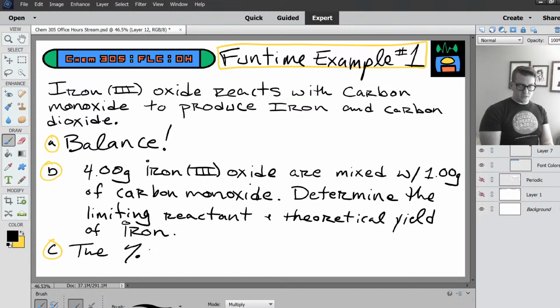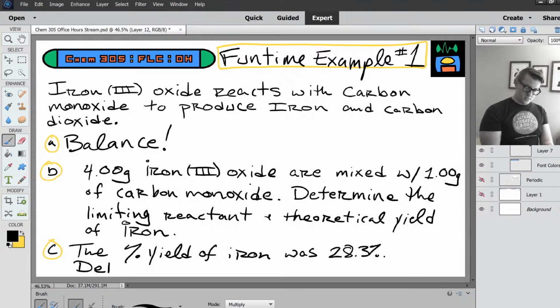Part C. The percent yield of iron was 28.3%. Determine the actual yield.